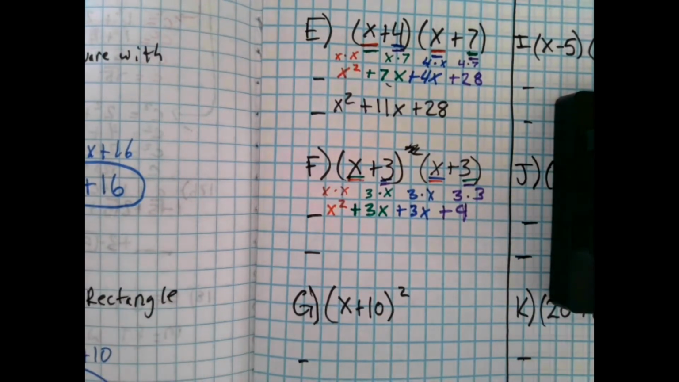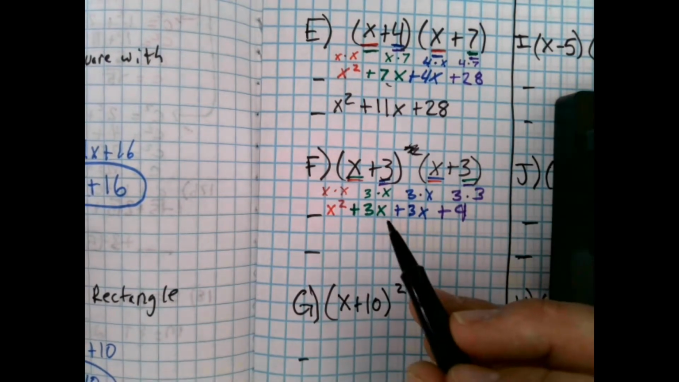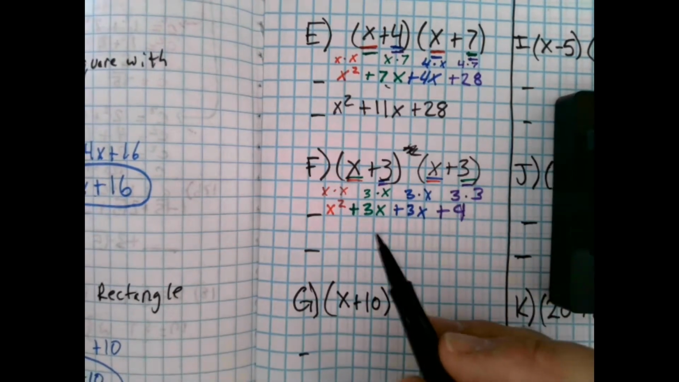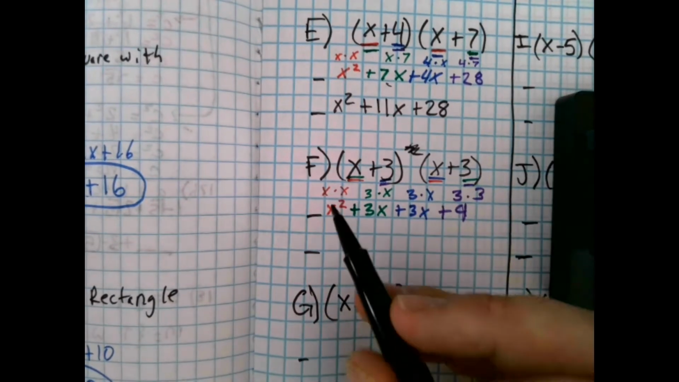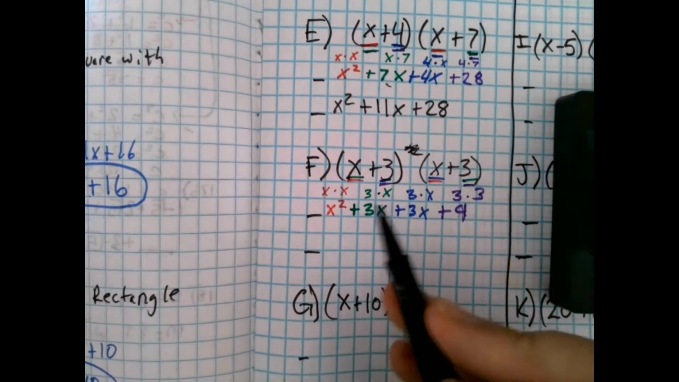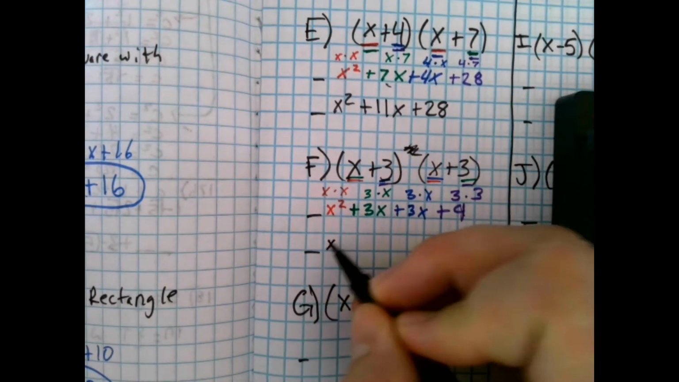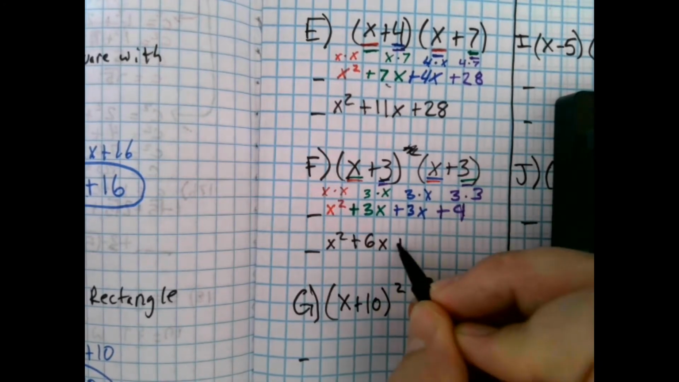Now we have like terms in the middle right here. Both of these have an x. They have an x, they don't have a y, they don't have a z, they don't have any other variable, and their exponent is the same. They both have an exponent of 1. They do not have an exponent of 2. We can combine them with each other, but not with that first term. So we're going to write x squared plus 6x plus 9.